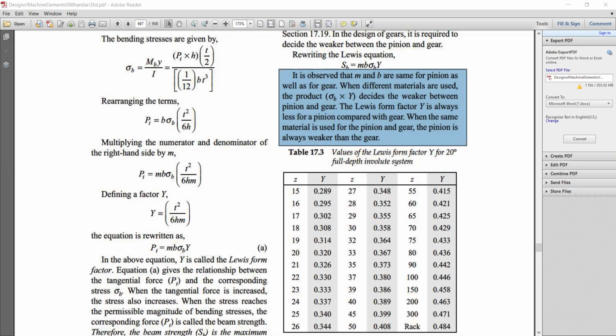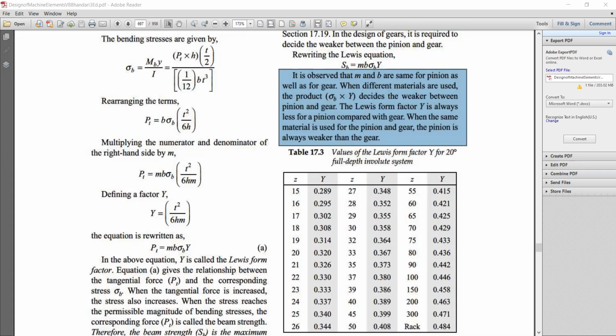Then selection of factor of safety. The factor of safety depends upon the material. Again, there is heat treatment, it is tempered, and on that basis again we change it. Then the stress concentration factor, like for bending.